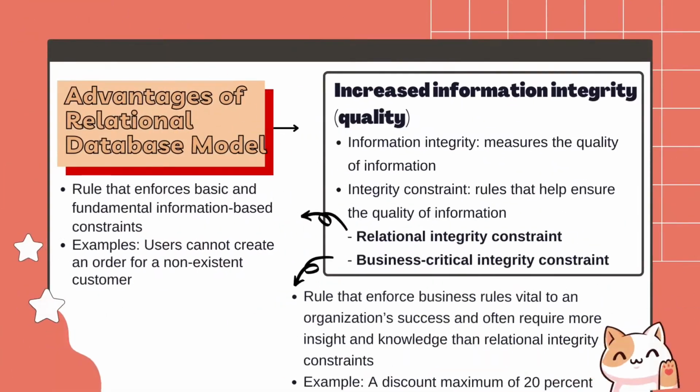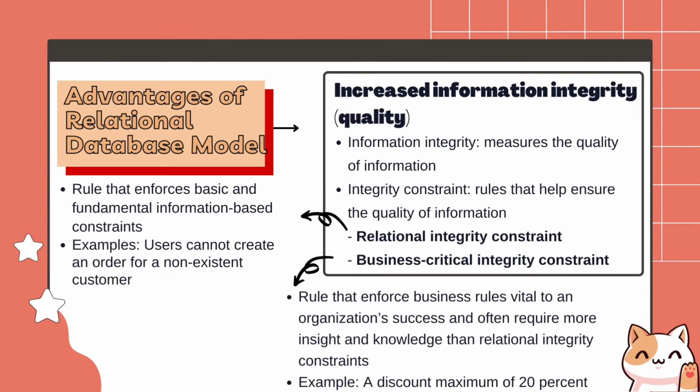And lastly, it increases information integrity. Information integrity measures the quality of information. An integrity constraint is a rule that helps ensure the quality of information. There are two types of integrity constraints. First, relational integrity constraint, which is a rule that enforces basic and fundamental information-based constraints. For example, users cannot create an order for a non-existent customer.